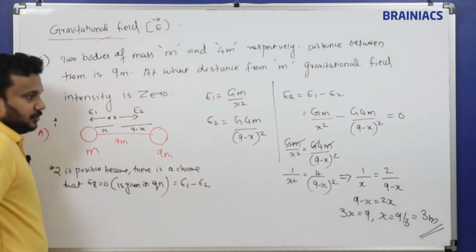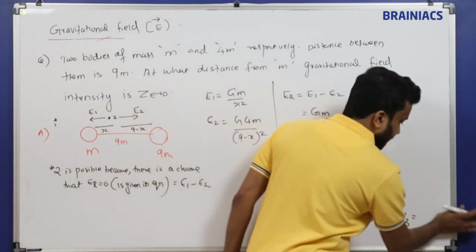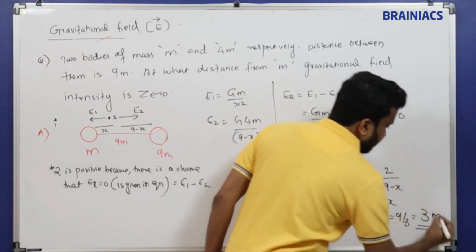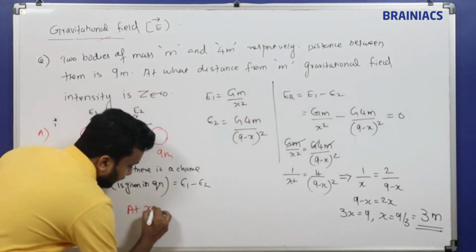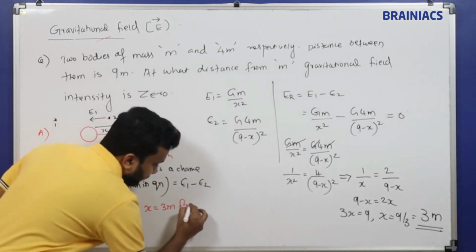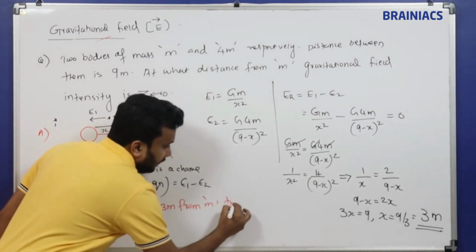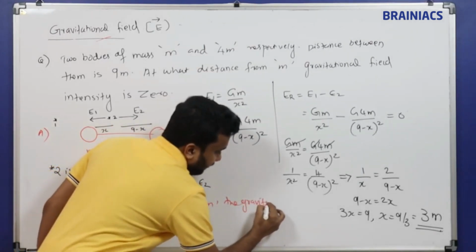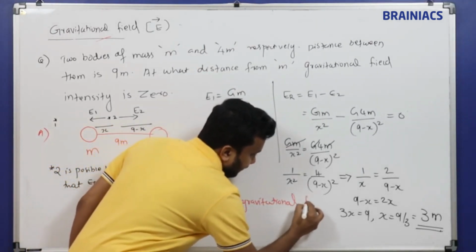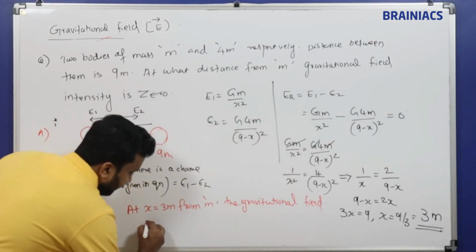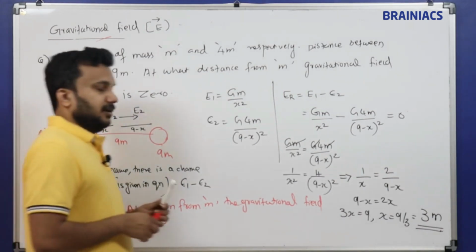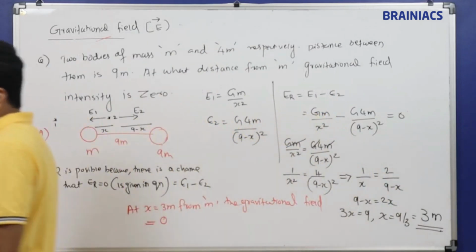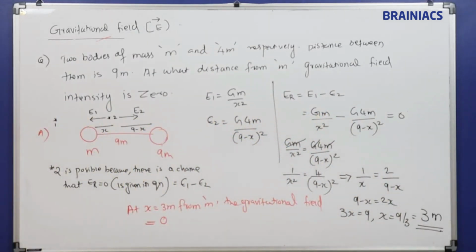So at x equal to 3 meters away, the field is equal to 0. So I can write an additional point: at x equal to 3 meters from m, the gravitational field is equal to 0. So this is one part of gravitational field intensity. Hope this is clear to you.